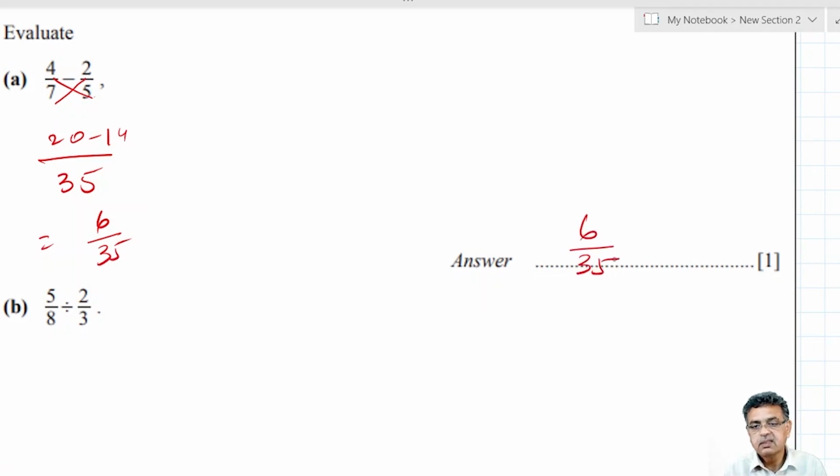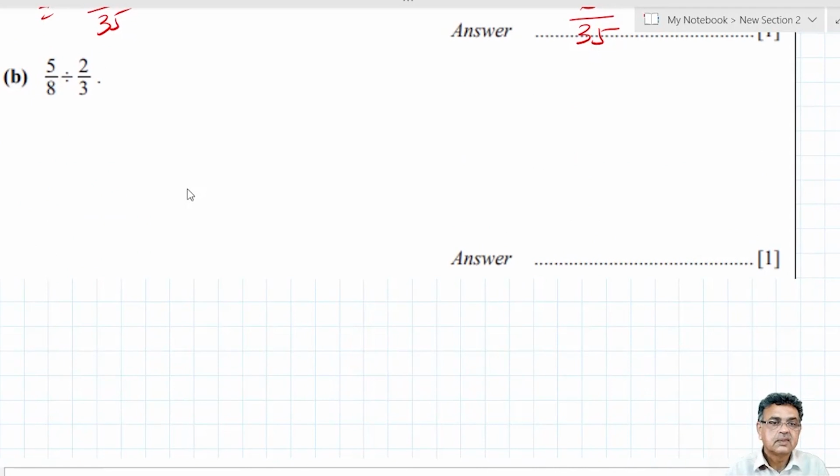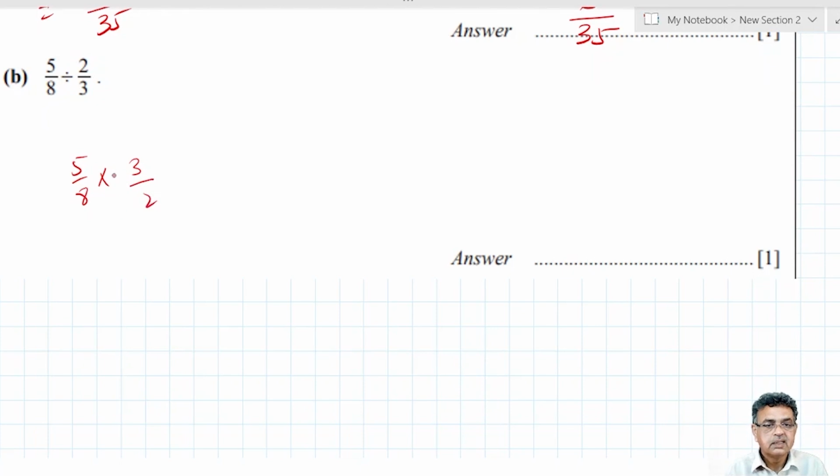Now these are divided: 5 upon 8 multiplied by 3 upon 2. There is nothing to be simplified, so it will be 15 over 16.